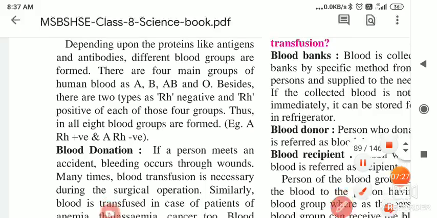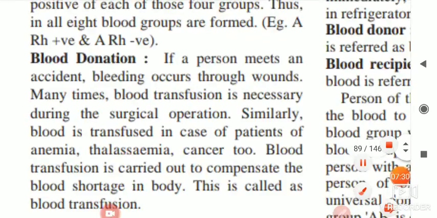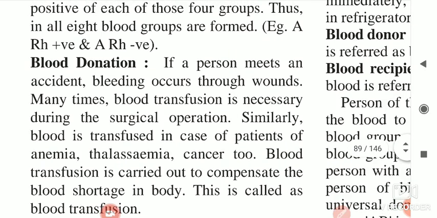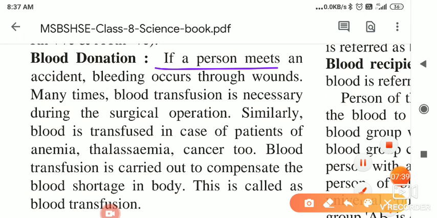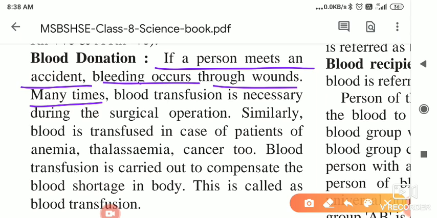Now the next point is blood donation. Blood donation is very important. Why? Because if a person meets an accident, bleeding occurs through the wounds. Many times blood transfusion is necessary in some diseases, and it is necessary during surgical operations also. Similarly, blood transfusion is needed for patients with diseases such as anemia, thalassemia and cancer.